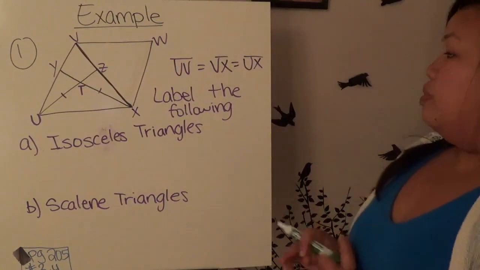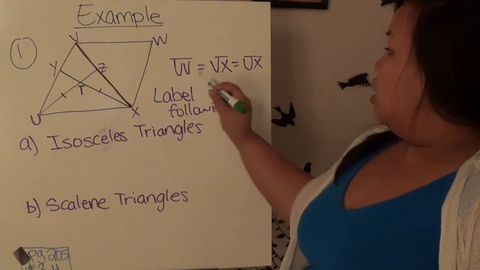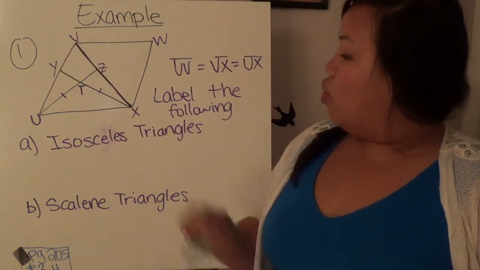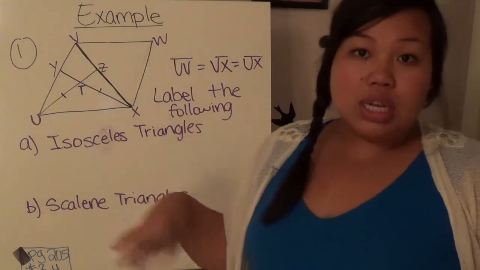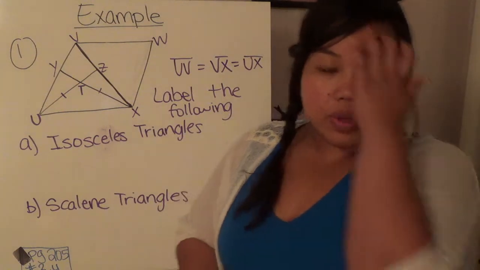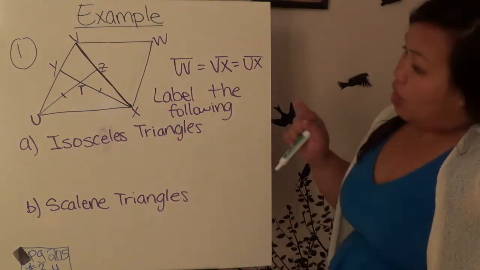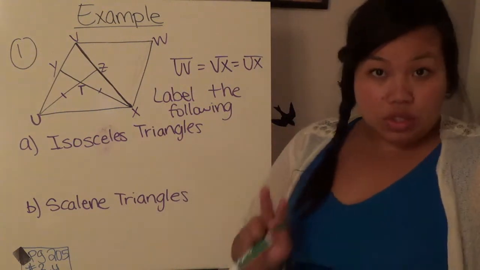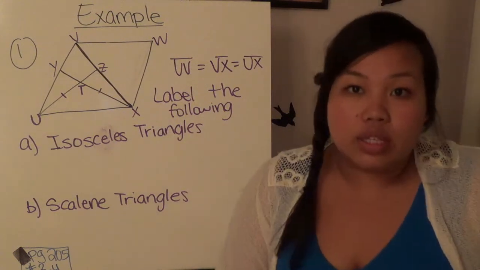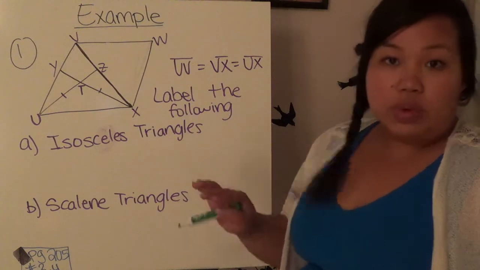Our first example is basically telling us that certain angles are equal to each other. It's also showing us that these sides are equal to each other, and they want us to name, A wants us to name an isosceles triangle, and B wants us to name a scalene triangle. Alright? So, an isosceles triangle is the one where it's two equal sides. A scalene triangle is the one where there are no equal sides.